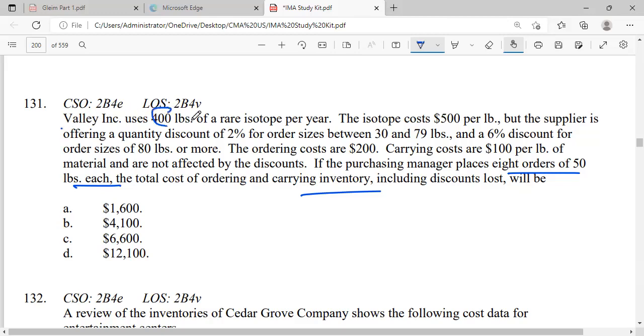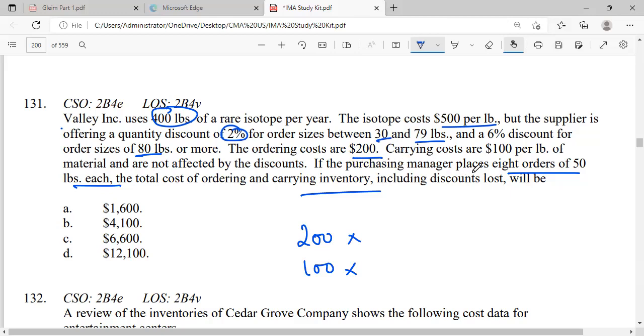Valley Inclusive uses 400 pounds of a rare isotope per year. The isotope costs 500 per pound, but the supplier is offering a quantity discount of 2% for the order size between 30 and 79 pounds and a 6% discount for order sizes of 80 pounds or more. The ordering costs are 200 per order. Carrying cost are $100 per pound of the material and are not affected by discounts.